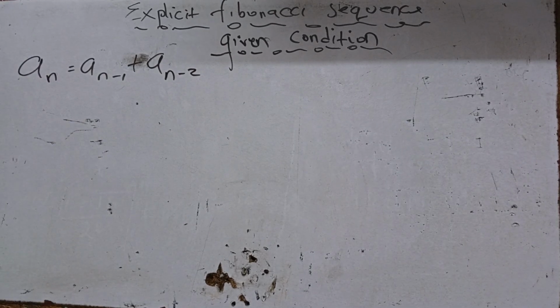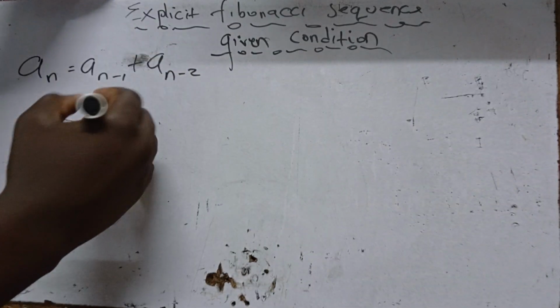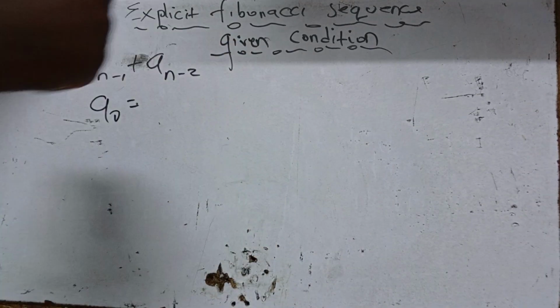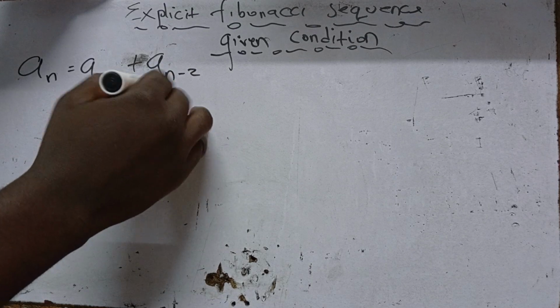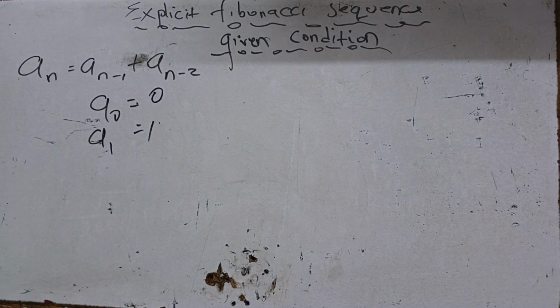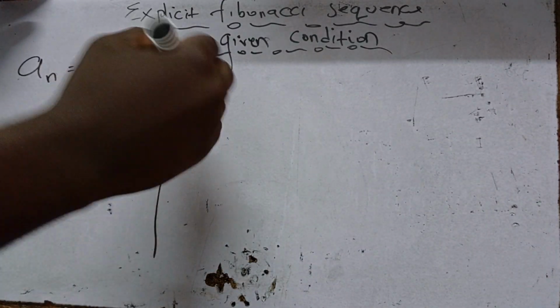So welcome again. I want to show you finding the Fibonacci sequence given the condition. So this is the Fibonacci sequence given the condition that a0 is equal to 0 and a1 is equal to 1.